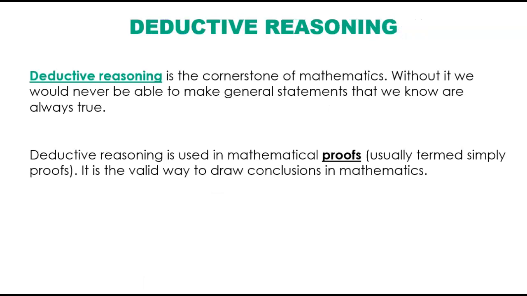deductive reasoning is the cornerstone of mathematics. Without it, we would never be able to make general statements that we know are always true. When you use deductive reasoning, you're using the proven theorems, the definitions. You are drawing conclusions based on information we know to be true. Deductive reasoning is used in mathematical proofs. Whenever you go through your lesson, you'll learn about what a proof is. It is the valid way to draw conclusions in mathematics.